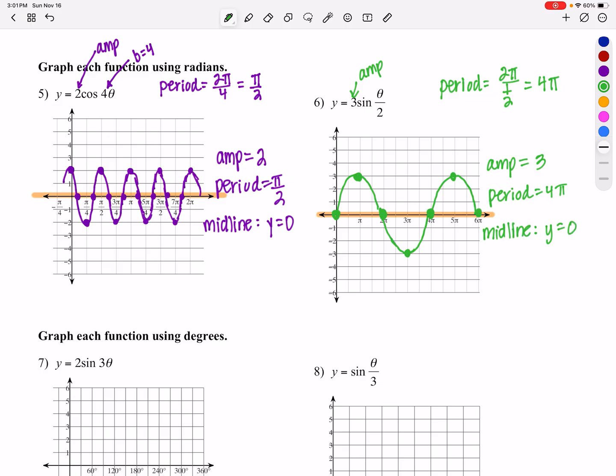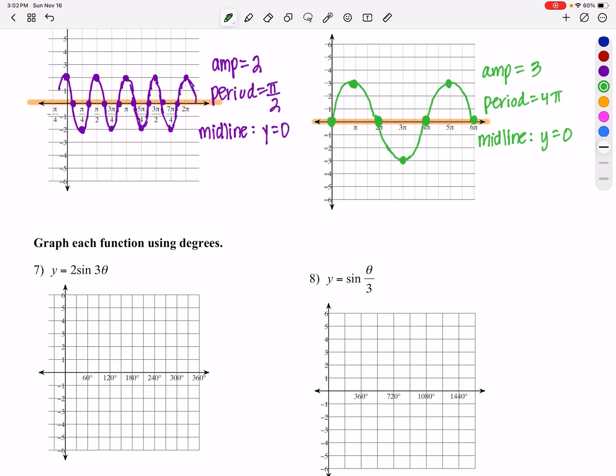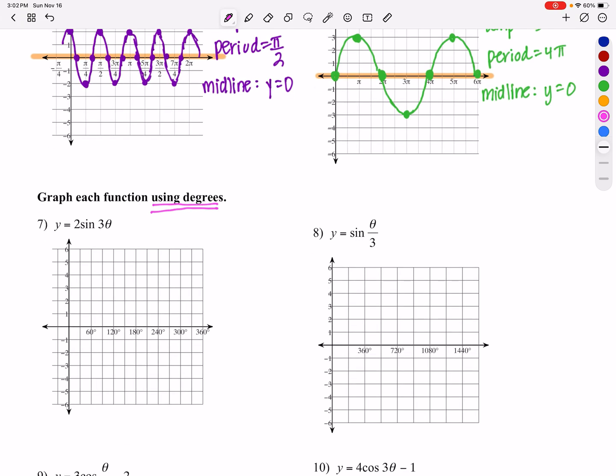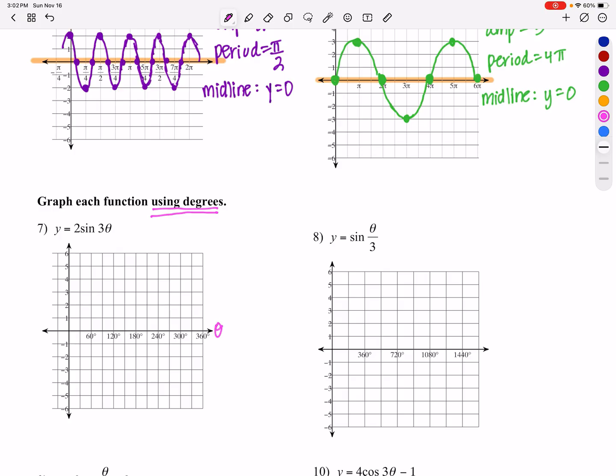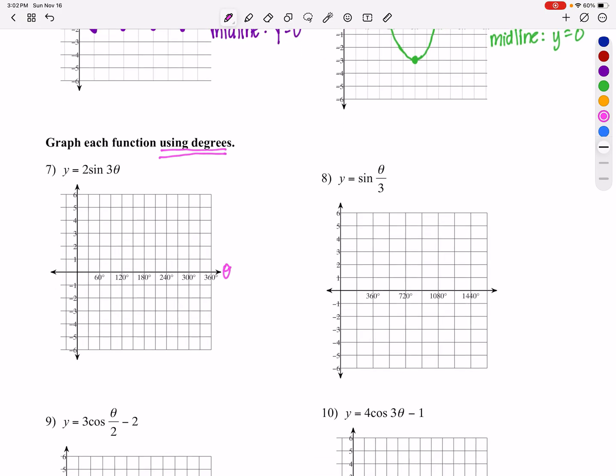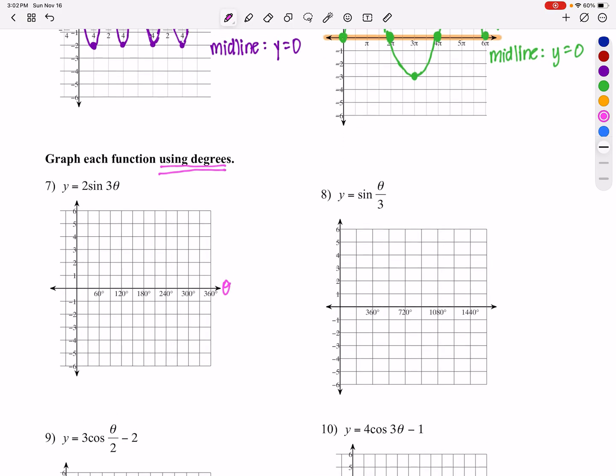Now you might be thinking, okay, I've got this. But I want you to see the next example is going to be using degrees. So our theta axis is going to be in degrees and not in radians.